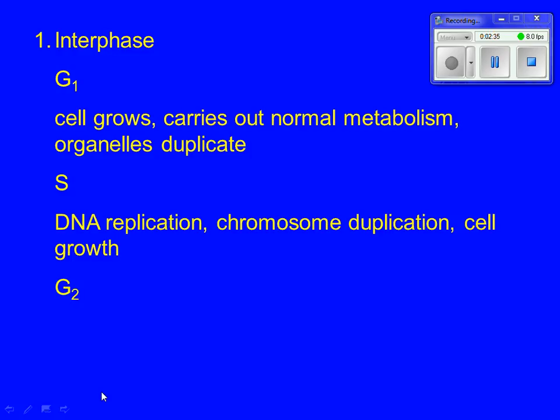Then we go to G2, which, if you really want to summarize it as simply as possible, is just more cell growth and cell metabolism and preparation for cell division. So the cell is now full size at the end of G2 and ready to divide. The chromosomes have already all been duplicated. It's ready to form two cells.